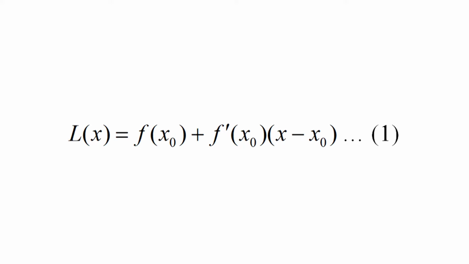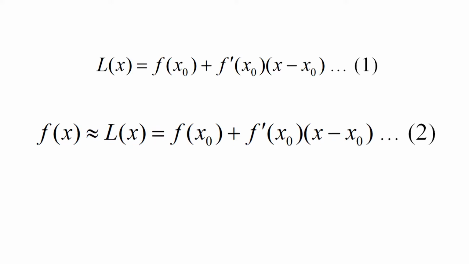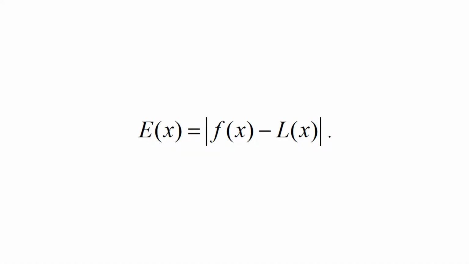The approximation f(x) ≈ L(x) = f(x₀) + f'(x₀)(x − x₀), which we call equation 2, of f by L is the local linear approximation of f at x₀. The point x = x₀ is the center of the approximation. The absolute value of the error at a point x is given by E(x) = |f(x) − L(x)|.